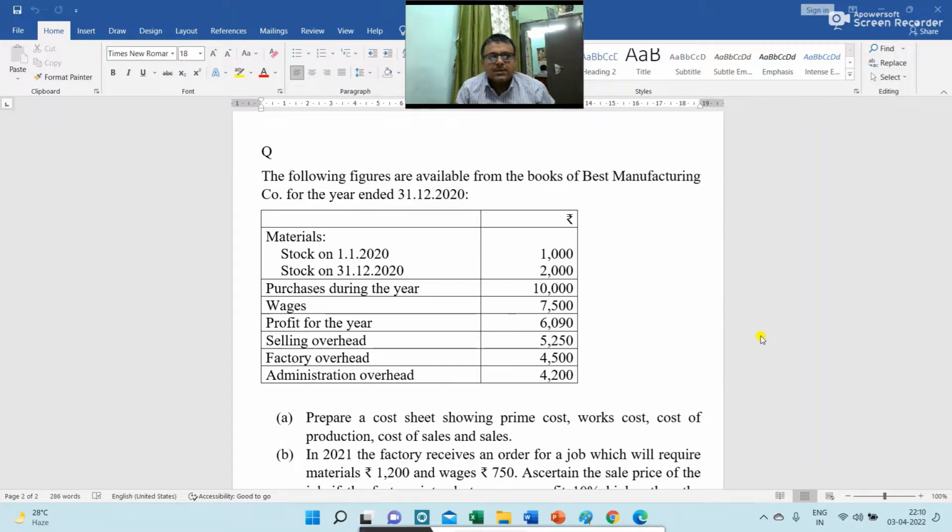The following figures are available from the books of Best Manufacturing Company for the year ended 31st December 2020. Materials: stock on 1st January 2020 1,000, stock on 31st December 2020 2,000, purchases during the year 10,000, wages 7,500, profit for the year 6,090, selling overhead 5,250, factory overhead 4,500, administrative overhead 4,200.